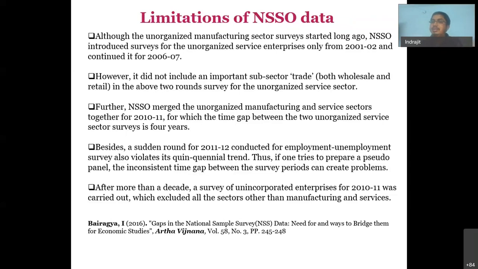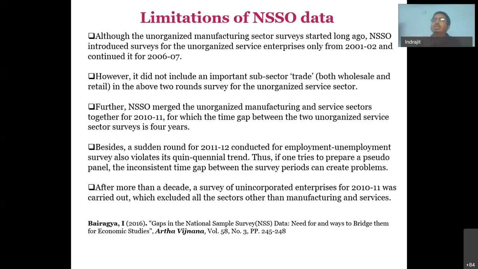But ASI data is a kind of panel data, but that is for formal enterprises. These NSSO surveys are not panel surveys. These are repetitive individual surveys, only cross-section, repetitive cross-section surveys. But you can pool the data together to see the macro changes over time.